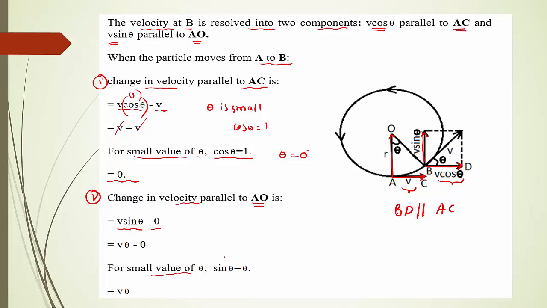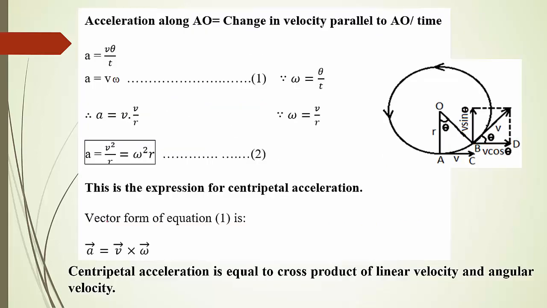Again theta is very small, so here we can consider sin theta equal to theta, because the angle AOB is given as theta. When theta is small, sin theta is equivalent to theta. So substitute here, V theta minus 0, which gives V theta. These are the two conditions. In the first case, we solved the change in velocity parallel to AC, then the change in velocity parallel to AO.